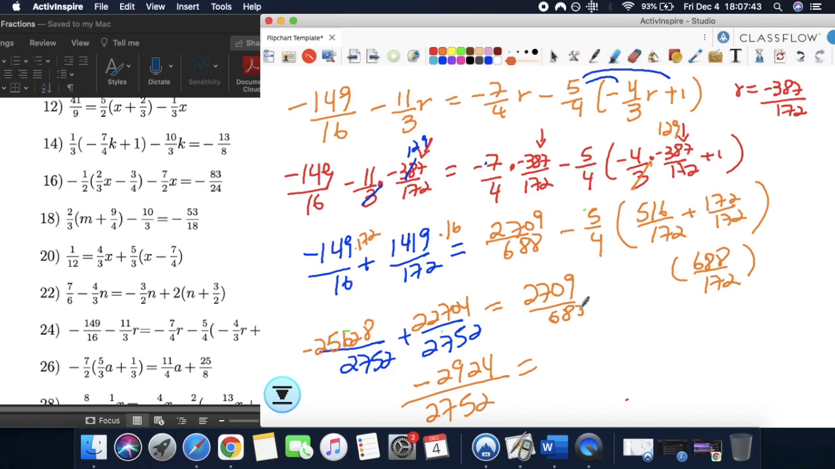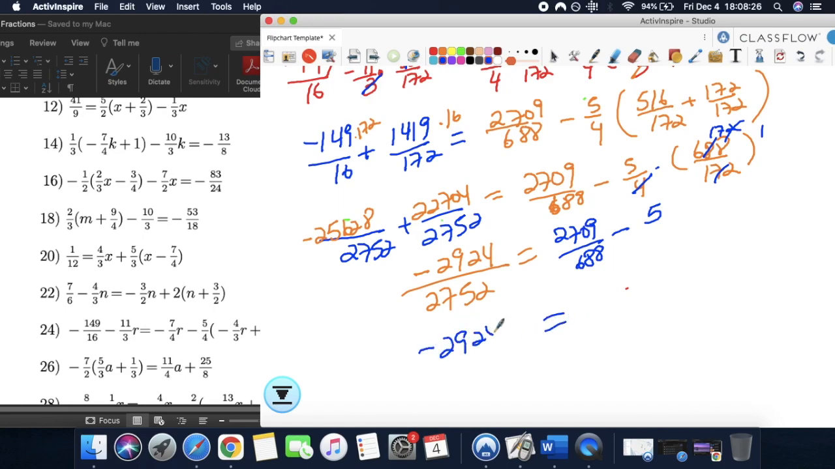2709 over 688 minus 5 times 688. Yeah, 688. So now, can I simplify this? Please, 688 divided by 4. Yes. So 2709 over 688 minus. Okay. Now, before I subtract that, I have to multiply these two, and guess what? This and this becomes 172. It can be simplified, and then 172 over 172 cross over, it just becomes 1, and 5 times 1 is 5. Ooh, I like that.